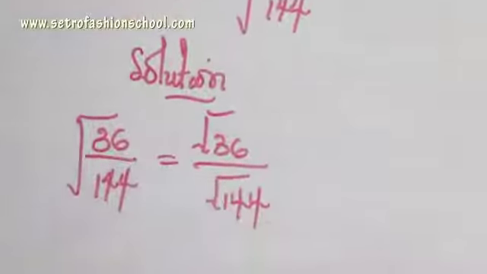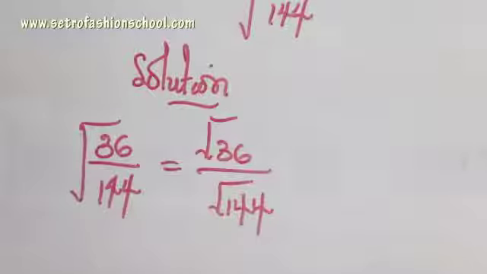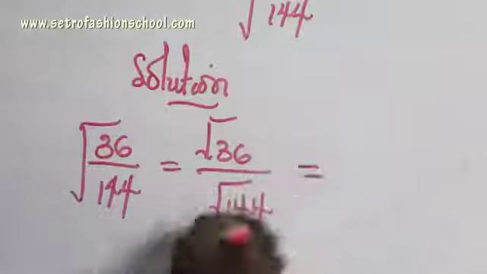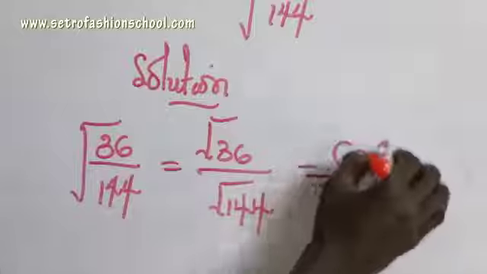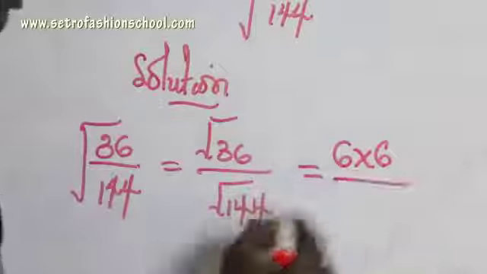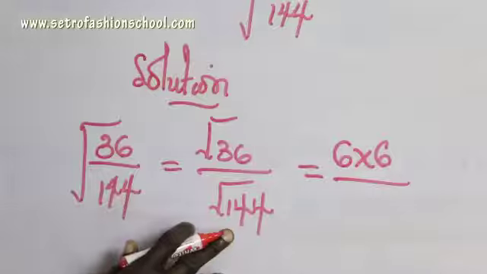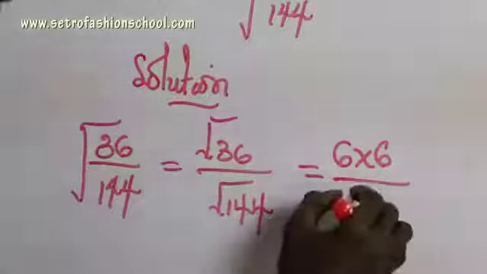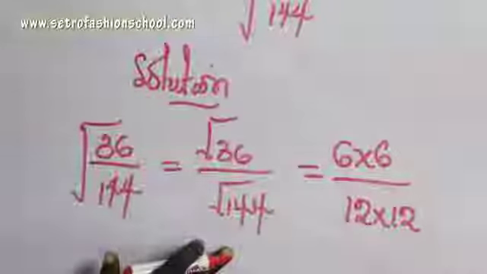Now, what then is the square root of 36? Can you guess? Good guessing. 6 is the number. 6 times 6 will give you 36. What about 144? That's going to be 12 times 12, which gives you 144.